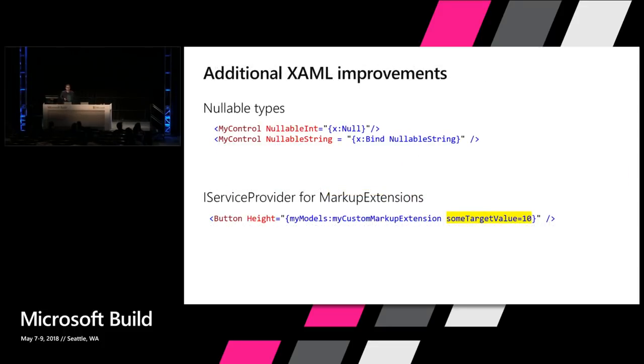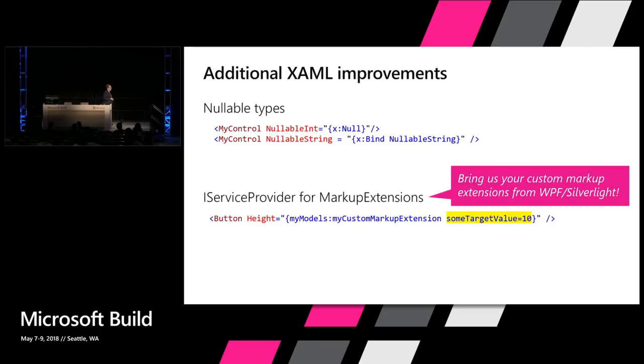Also, in terms of XAML improvements beyond the binding space, we're supporting nullable types. That's been a long-standing ask that I know about for a lot of cases. And we have IServiceProvider for markup extensions, which will let you bring your custom markup extensions from WPF and Silverlight to UWP XAML, Windows 10 XAML, and use them. So we think these improvements around markup and binding will really help you be more productive as developers, help you have the model and architecture that you want in your apps, and help you bring code forward that you've written in the past.